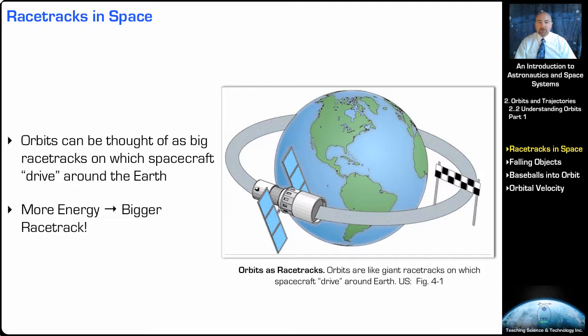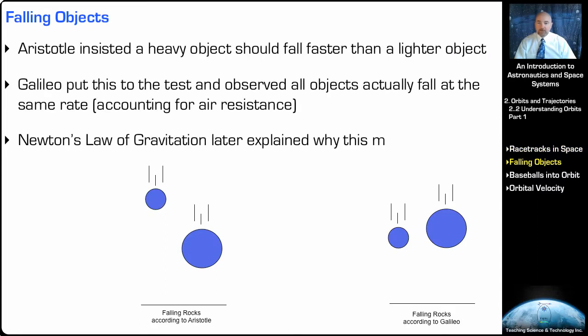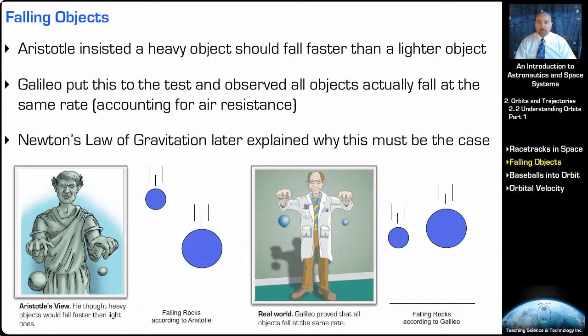It turns out, and we'll see exactly why in later lessons, that the bigger the racetrack, the more energy it takes to put a satellite into it. To understand how satellites get into these orbital racetracks and stay there, we start by reviewing what we know about how gravity works. Recall that the famous Greek philosopher Aristotle reasoned that a heavy object should fall faster than a light one. Unfortunately, he never put his conjecture to the test.